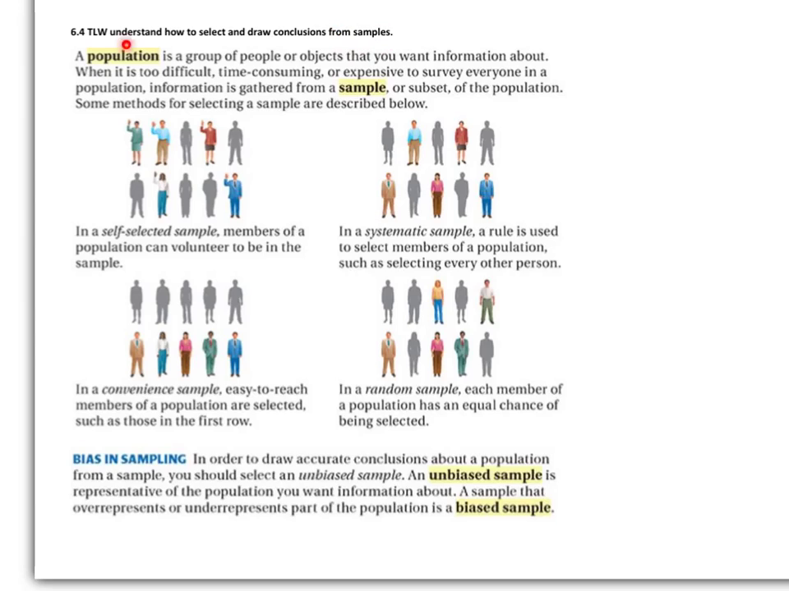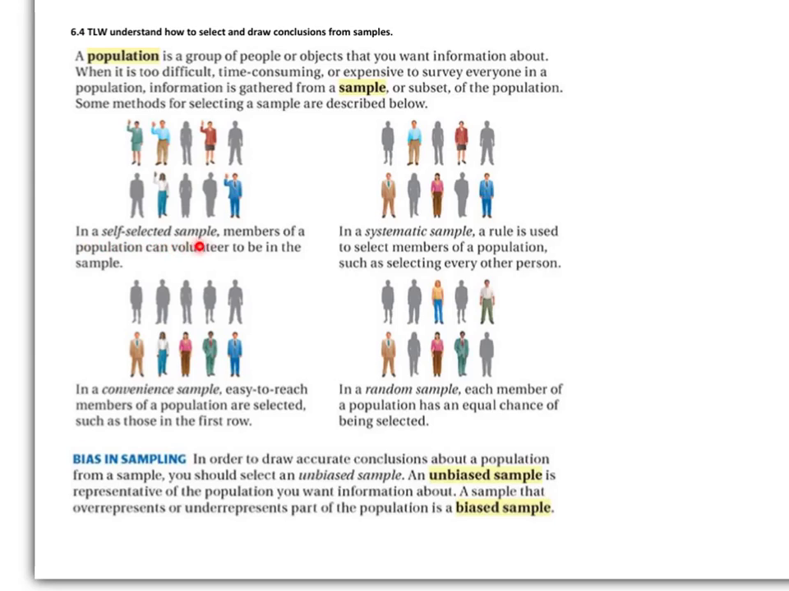A population is a group of people or objects that you want information about. When it is too difficult, time-consuming, or expensive to survey everyone in a population, information is gathered from a sample, or subset of the population. Some methods for selecting samples are described below. So we need to read through these. We need to understand what they are, because it is way easier to do a sample than it is a population. So the first one here.